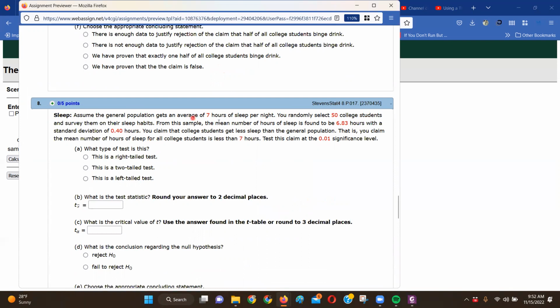Well, we know the population average. We think we know the population average. That'd be H0: mu equals 7, and then we're trying to test the claim that college students get less than 7 hours on average. So H0 would be mu equals 7. I don't have my board with me today, so I can't write on the screen. I mean, you don't want me to try to write with a mouse.